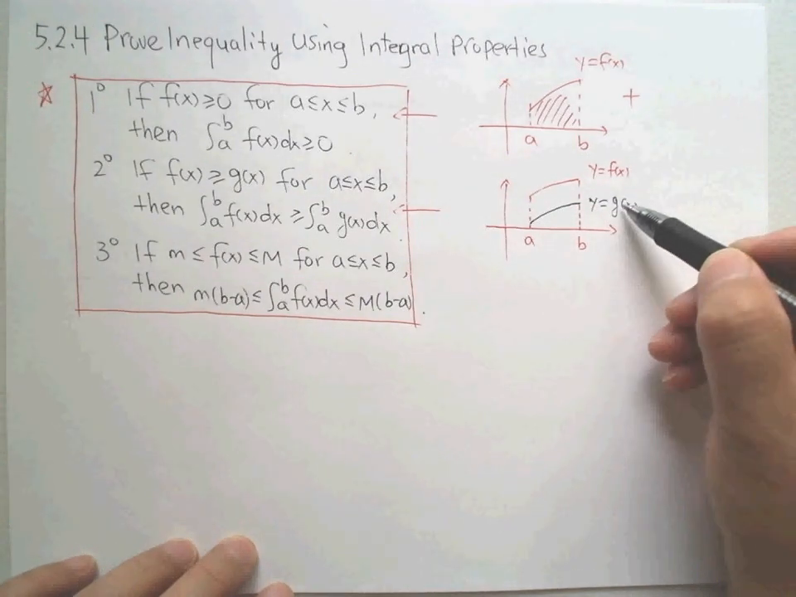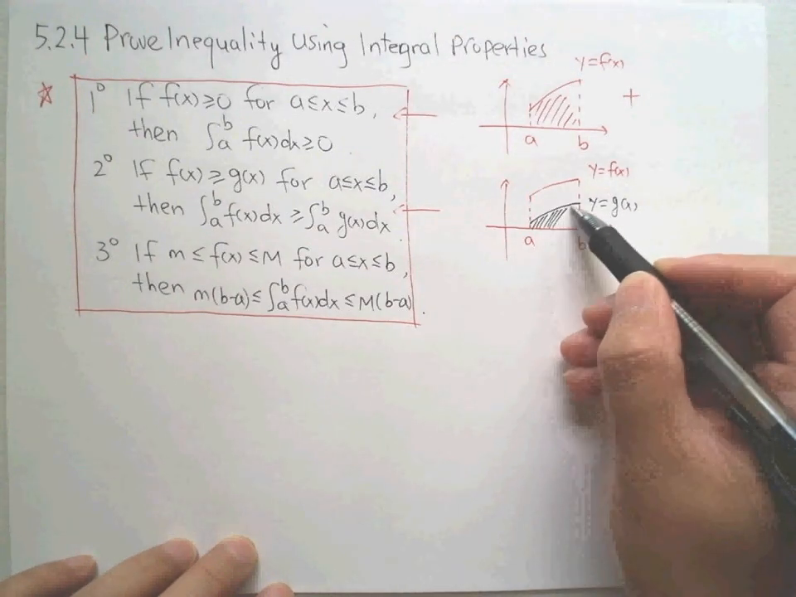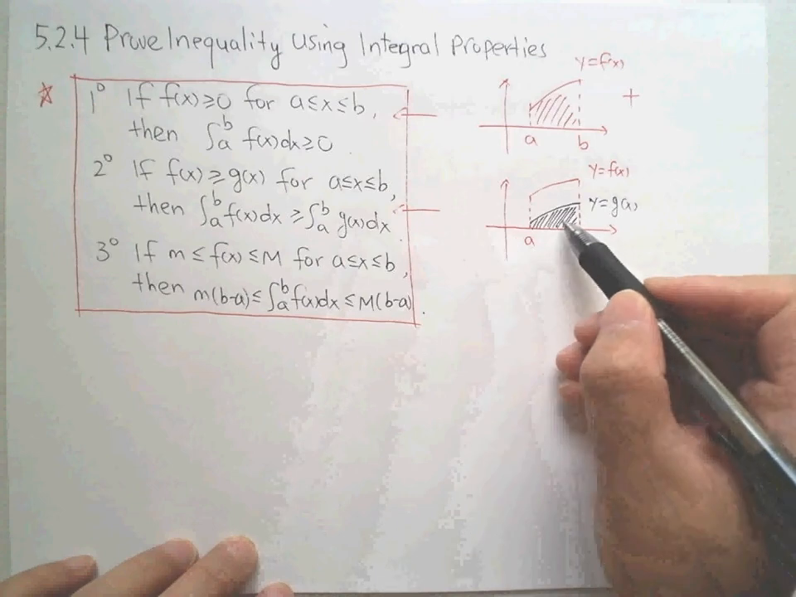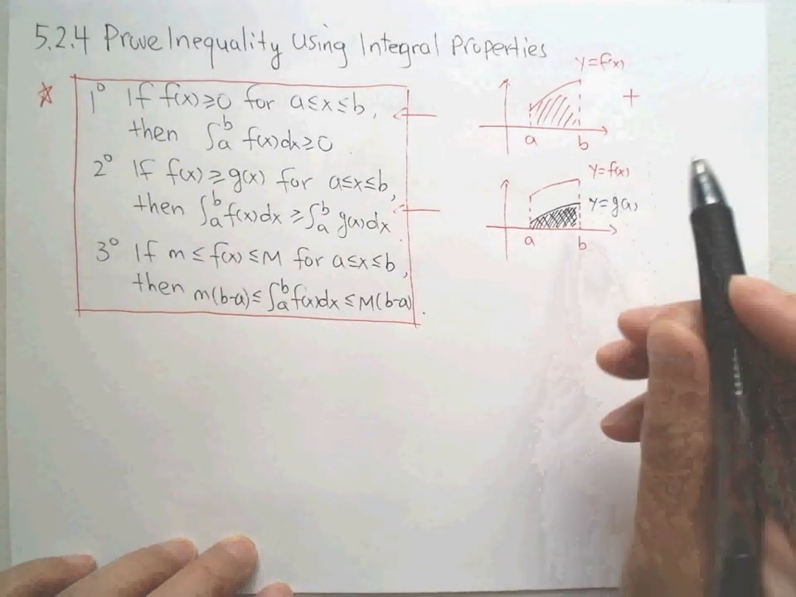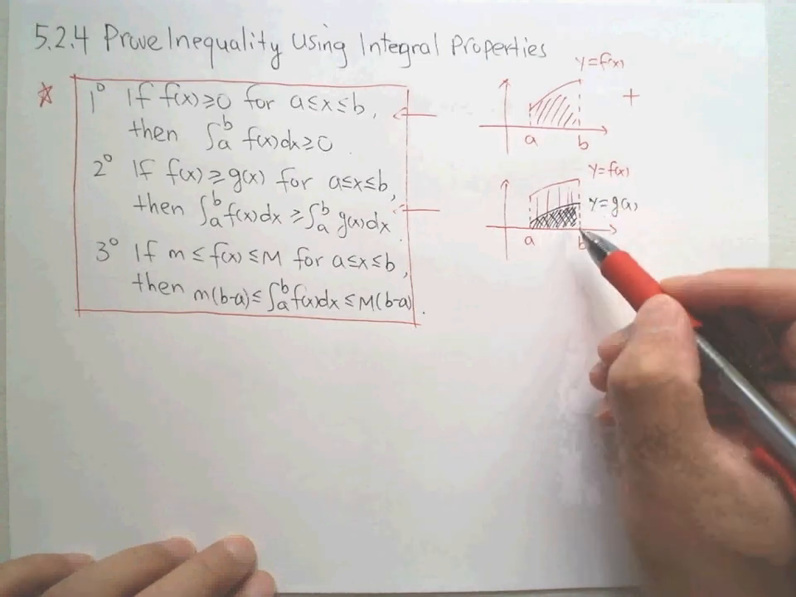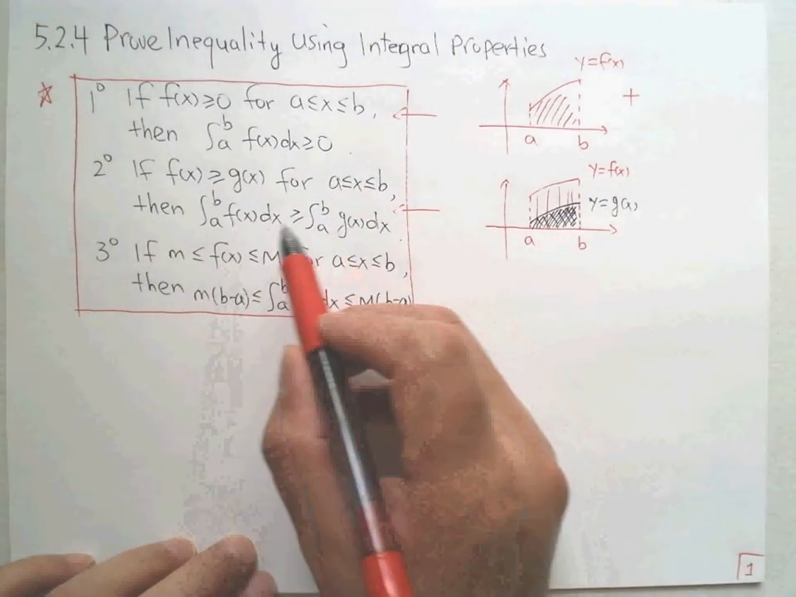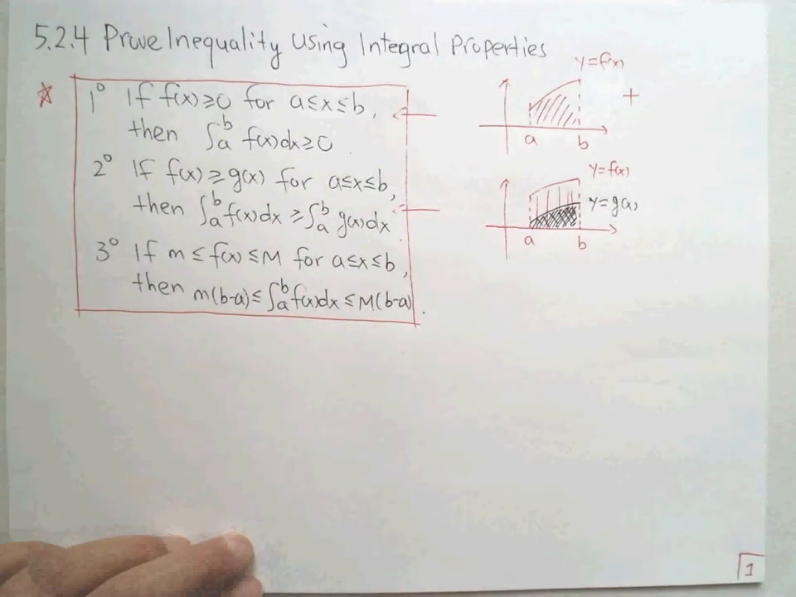So what is the area for g? See, this is the integral for g(x). So what is the integral for f? This big one. It's easy to see the big one is greater than the small one, right? The big one is greater than the small one. Okay, so one more. Look at this property.